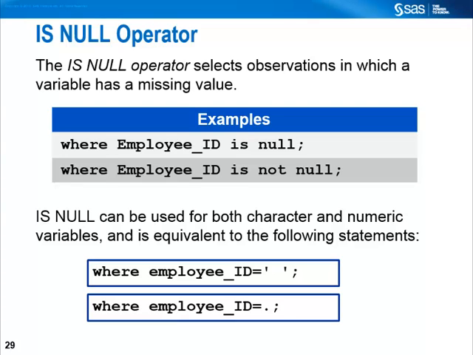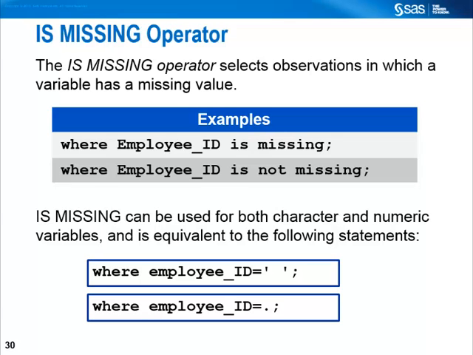Is null operator. The is null operator selects observations in which a variable has a missing value, where employee ID is null and where employee ID is not null. Is null can be used for both character and numeric variables and is equivalent to the following statement, where employee ID equal to a space in quotes, that is missing for character, and for numeric we use a period. Same goes with the missing. So is missing and is null are exactly the same.